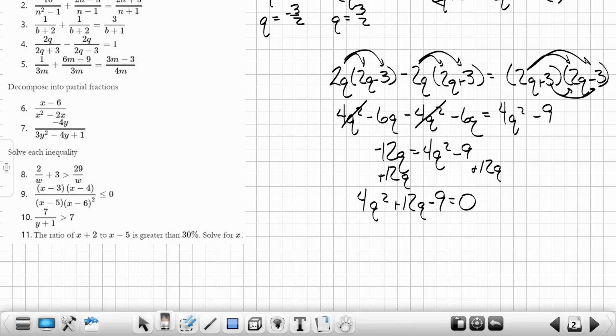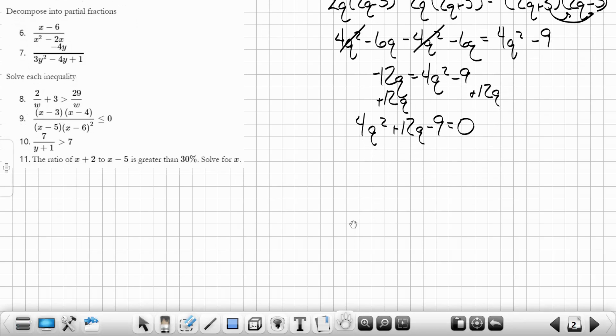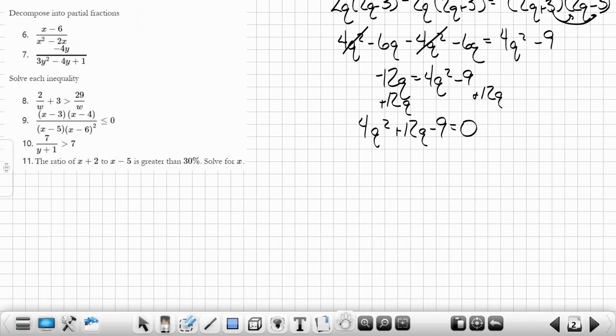Well, I wonder whether or not completing the square would make my life easier. I'm going to complete the square because those of you who did it already might have used the quadratic formula, so this is just another method. I'm going to bring my 9 over to the right side and divide everything by 4. So I have q squared plus 3q is equal to positive 9/4.